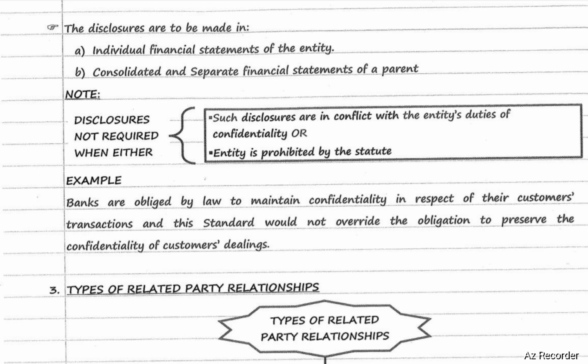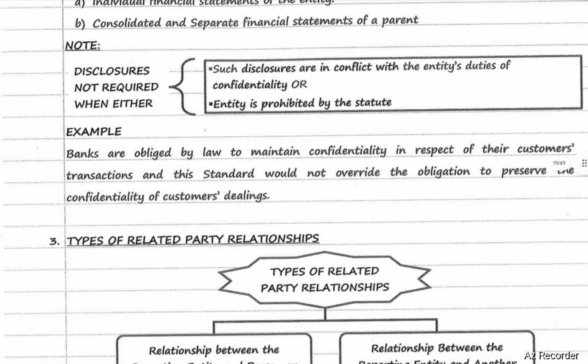Next, the disclosures are to be made in individual financial statements of the entity, and in consolidated and separate financial statements of a parent. The disclosures are not required when either such disclosures are in conflict with the entity's duties of confidentiality or the entity is prohibited by statute. Example, banks are obliged by law to maintain confidentiality in respect of their customers' transactions, and the standard would not override the obligation to preserve the confidentiality of customers' dealings.